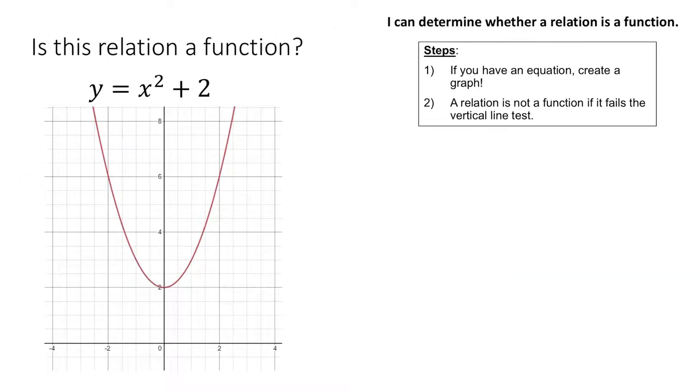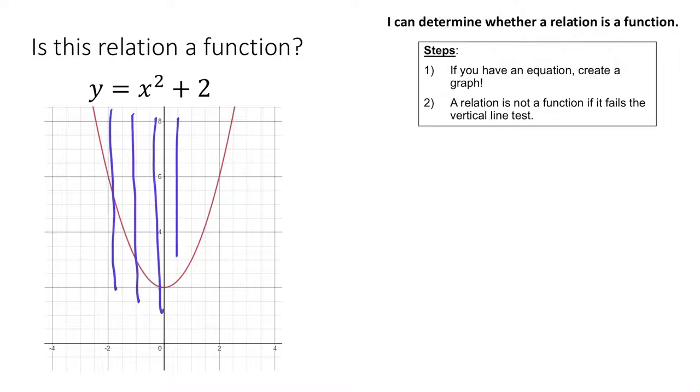So here I've taken a screenshot of a graph of this in Desmos, and you can see here that this relation is a function. It doesn't matter if I use the grid lines or if I draw in my own vertical lines, they're only going to pass through this graph once. So yes, this is a function.